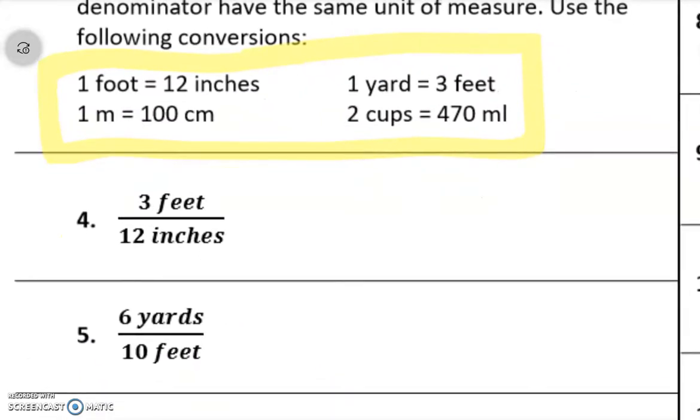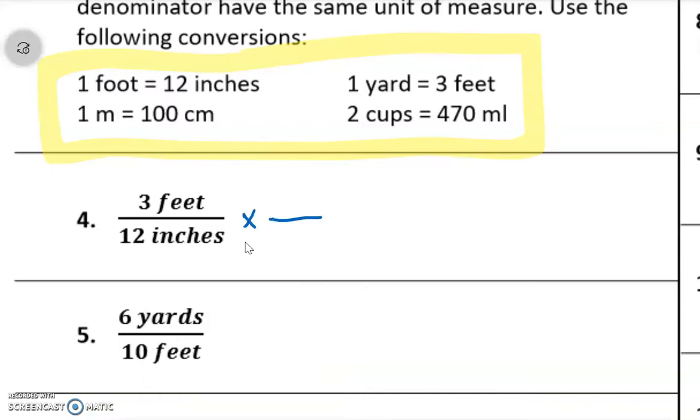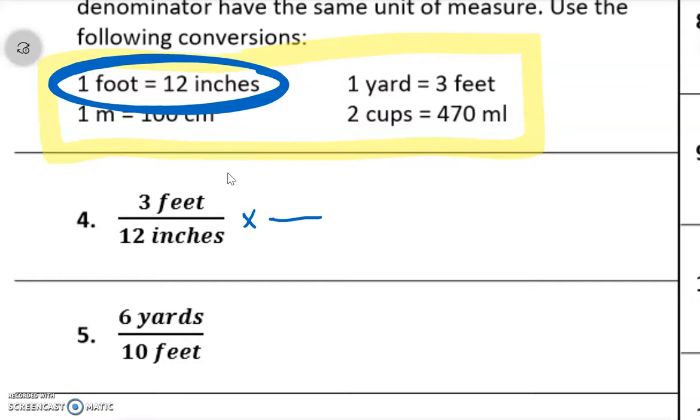Let's look at the first one here. 3 feet to 12 inches. Different units, so we're going to multiply by the conversion factor. You can see the conversion factor we want to use right here is feet and inches. 1 foot is 12 inches. I want the inches to be on top because they are opposite. So 12 inches over 1 foot. And then you can see what units will cancel.